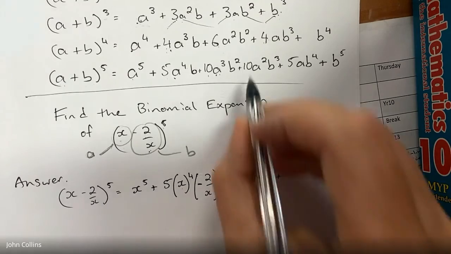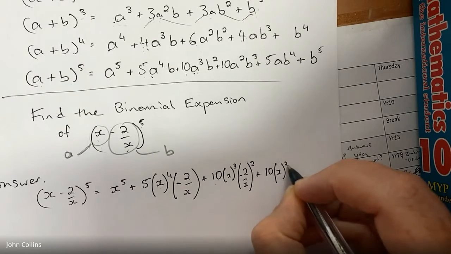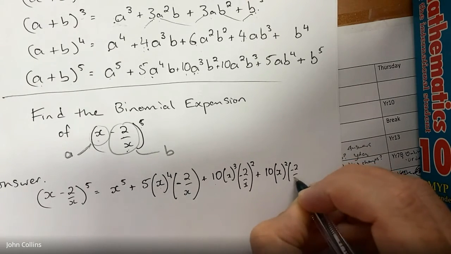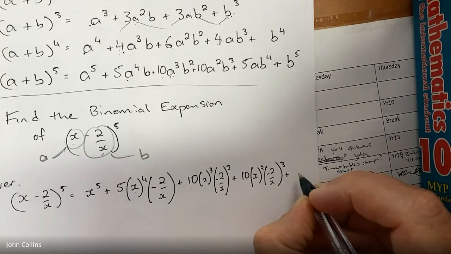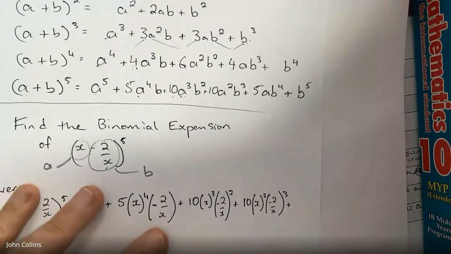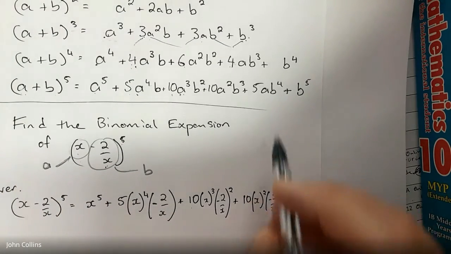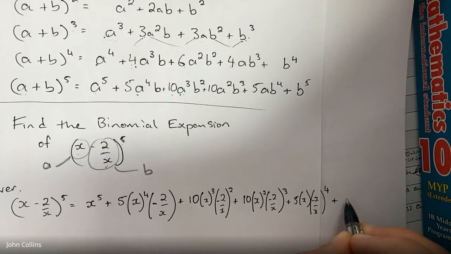Then I'm going to do it again. Once again, replace a and b. So it's going to be 10. A is x squared this time, and b is negative 2 over x cubed. And I have run out of space, of course. Plus 5. I will use the miracle of a second sheet here. Plus 5 is the next one. 5x, and then minus 2 over x is going to be to the power of 4. And then plus minus 2 over x to the power of 5. All right, so that's a very long problem.